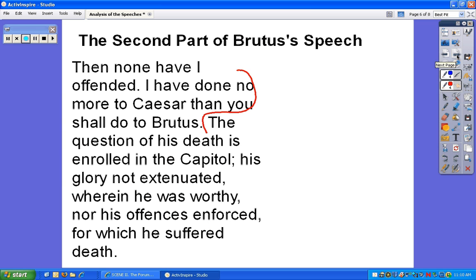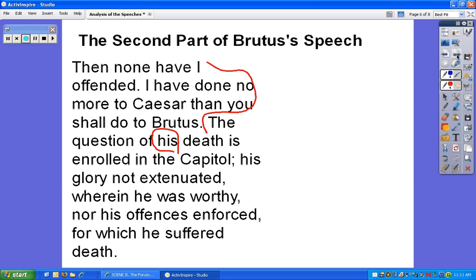And as somebody who studies dramatic irony, we know something he doesn't know. Brutus is going to die by the end of the play. And they're going to need him to die. The question of his death, and at this point, the antecedent of the pronoun his is Caesar. So the question of Caesar's death is enrolled in the Capitol, his glory not extenuated, as in we don't shorten the good things that he did, wherein he was worthy, nor his offenses enforced, for which he suffered death.